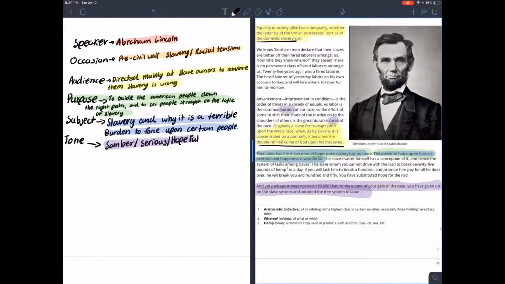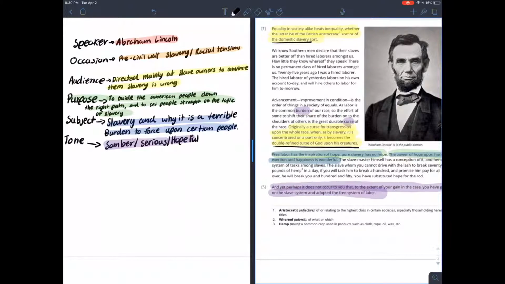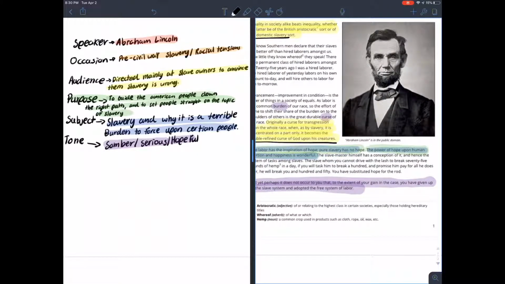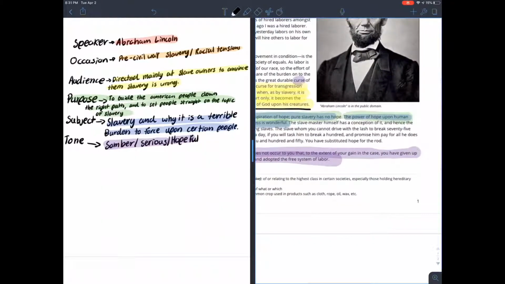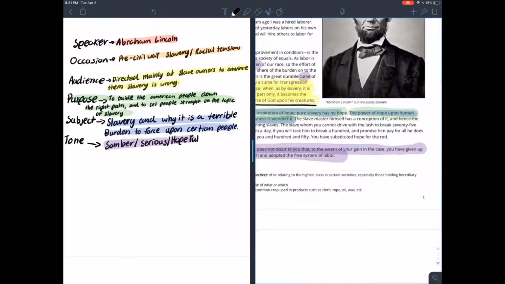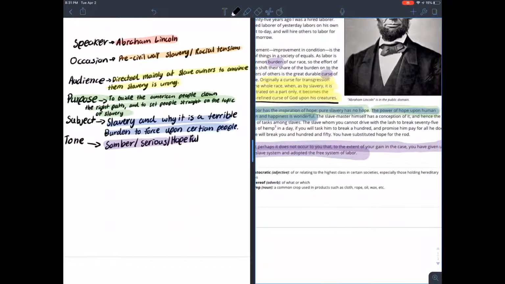Subject is slavery and why it is a terrible burden to force upon certain people, seen by the same quote. It deprives hope and leaves no happiness within the person. And finally, its tone is somber, very somber, serious, but yet hopeful, as we see at the end, as Lincoln lays out a bright future for those who adopt a free system of labor.